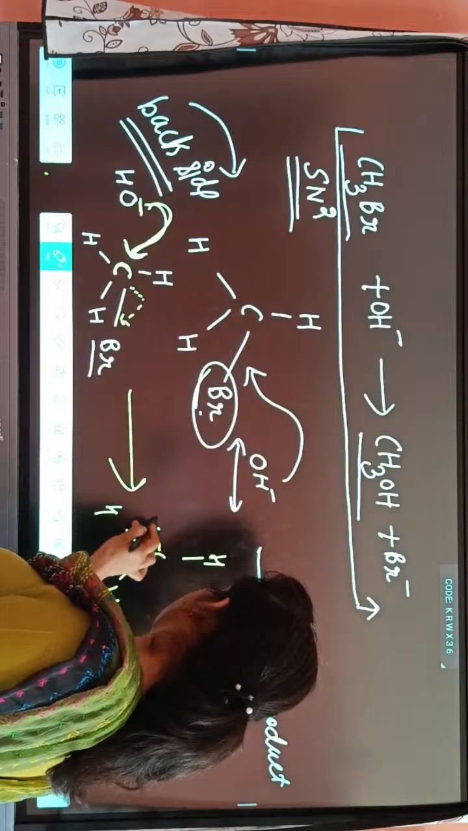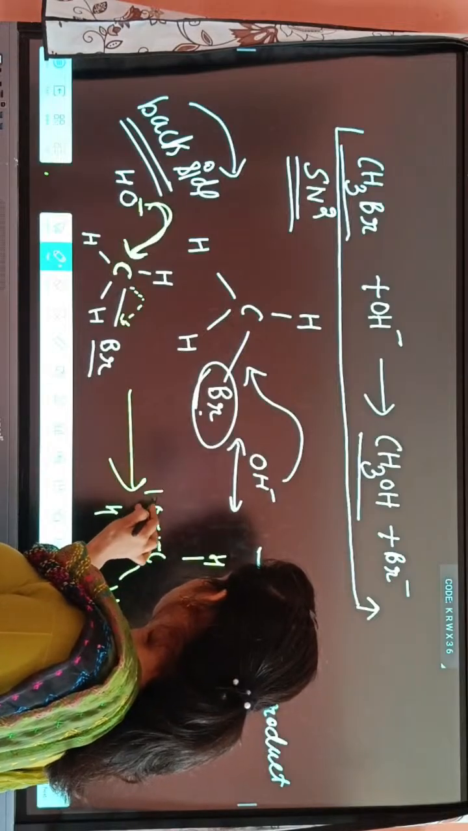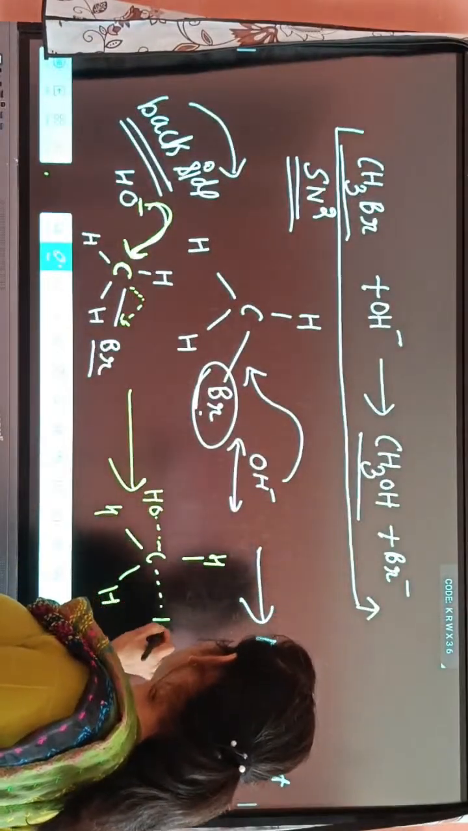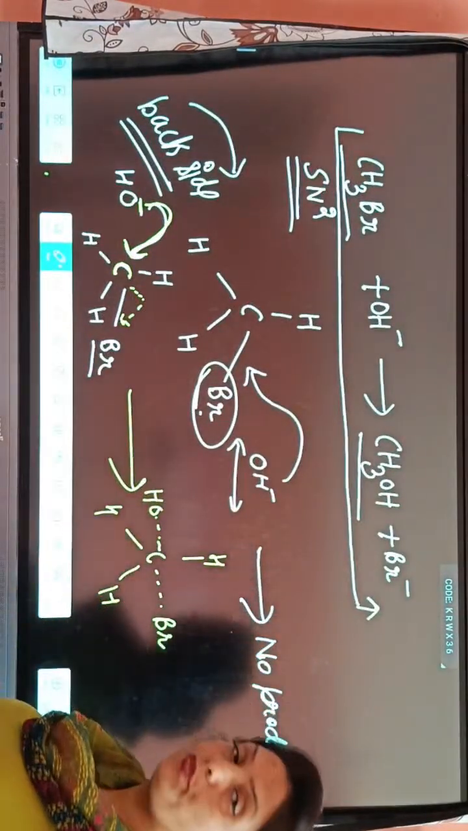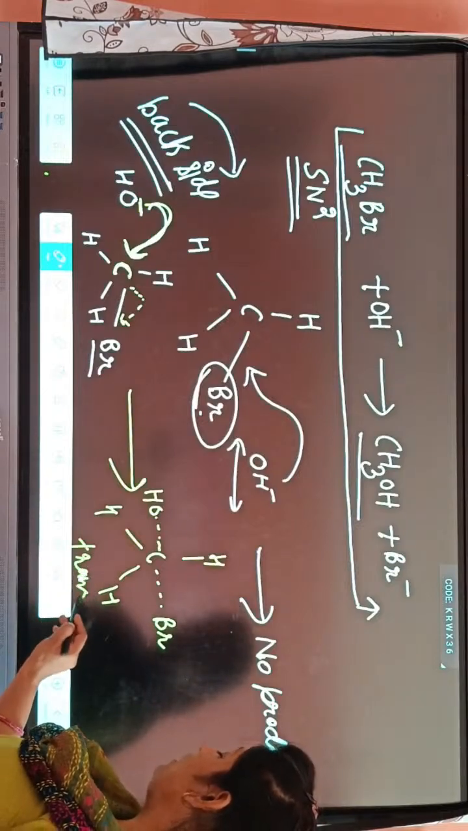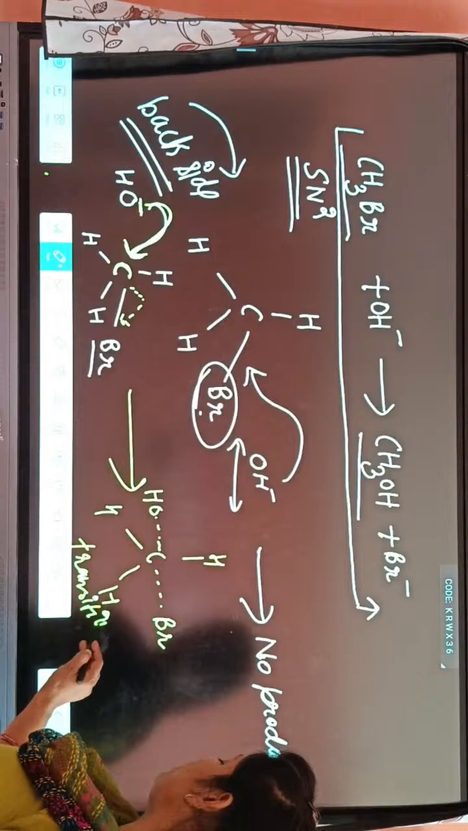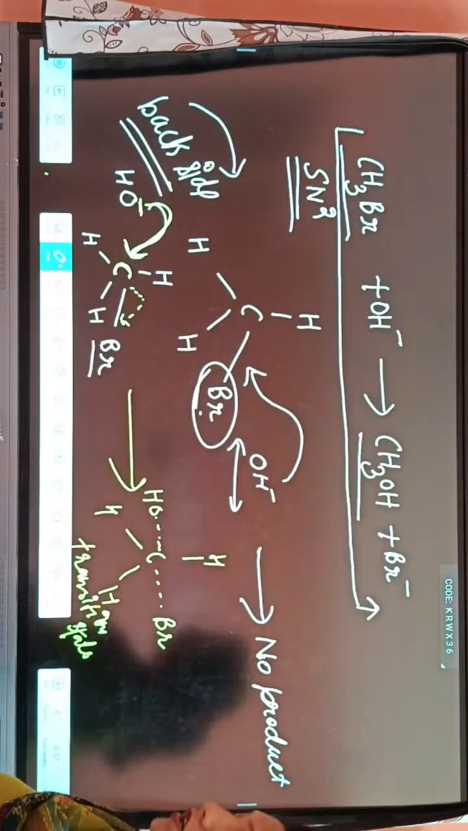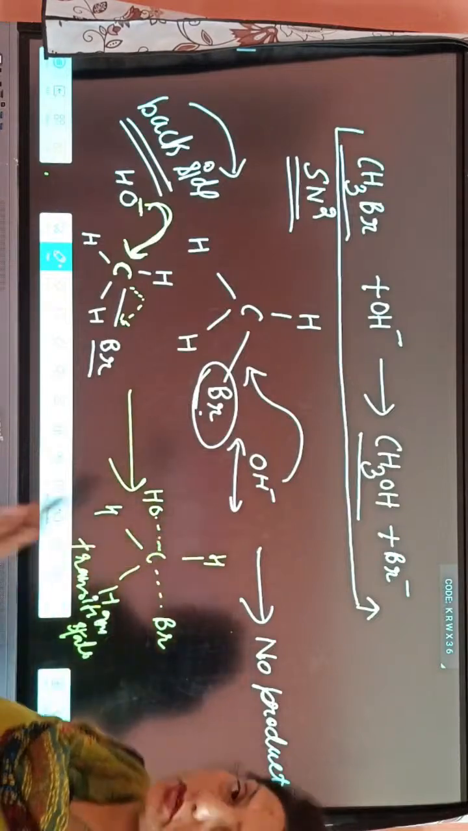First, the transition state takes place. This hydroxide ion will start to form a bond, and this bromide will start to break its bond. Okay, this is the transition state. In the SN2 mechanism, a transition state takes place. In haloalkanes and haloarenes, we will discuss the SN1 and SN2 mechanisms.